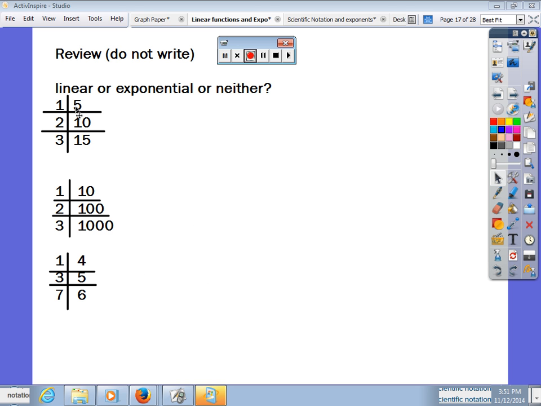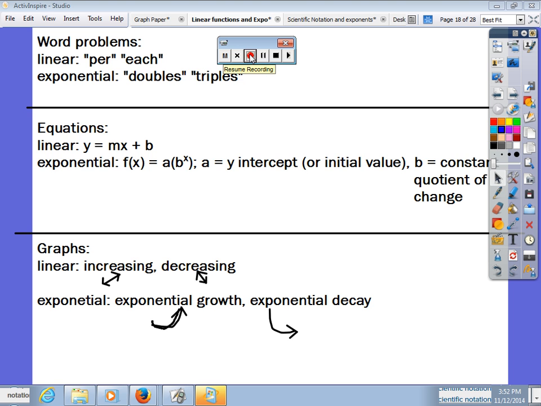So once again, linear because I always added. This was exponential because I always multiplied. And this is neither because it doesn't really do both consecutively. It's not always doing something. This is a copy that we did in our class, or a copy of the notes, and you should have this written down in your notebook. If not, you can pause the video and you can write what you need to.